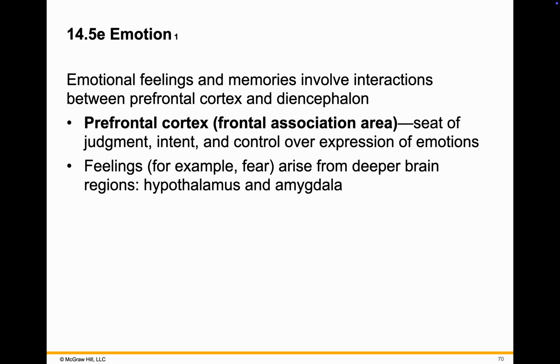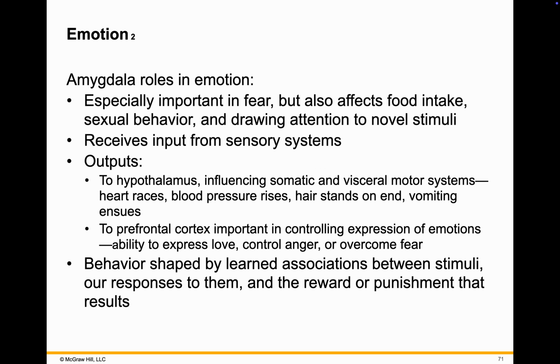Emotions and feelings involve interactions between the prefrontal cortex and the diencephalon. That prefrontal cortex, or the frontal association area, is a seat of judgment, intent, and control over expression of emotions. Feelings, like fear, arise from deeper brain regions, the hypothalamus and the amygdala. The amygdala is especially important in fear, but it also affects food intake, sexual behavior, and drawing attention to novel stimuli.